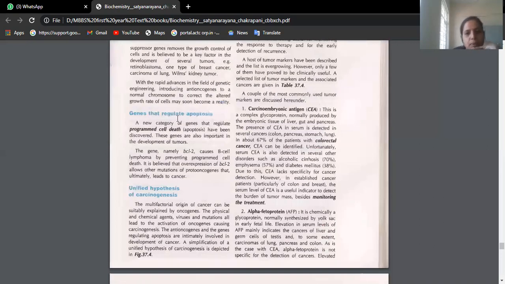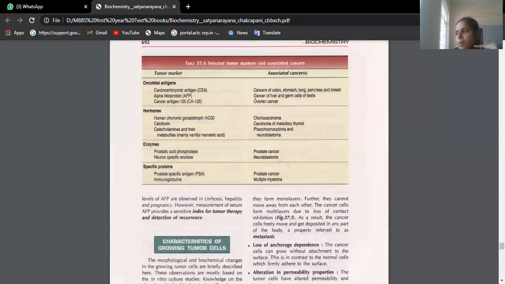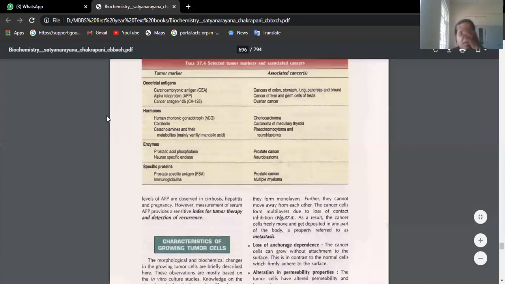These are the tumor markers, beta. Like you said, they are increased in a particular type of cancer. For example, if you are suspecting colon, stomach, pancreas, or breast cancer, carcinoembryonic antigen is the tumor marker. Alpha fetoprotein, cancer antigens, based on what type of cancer. Certain hormones like human chorionic gonadotrophin in choriocarcinoma, a cancer of the placenta. Calcitonin, thyroid cancer. Catecholamines, adrenal medulla cancer, pheochromocytoma, neuroblastoma. Like that, you have certain cancers in which these tumor markers are increased.